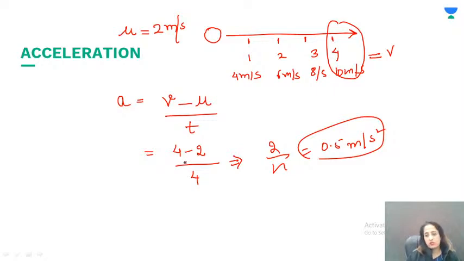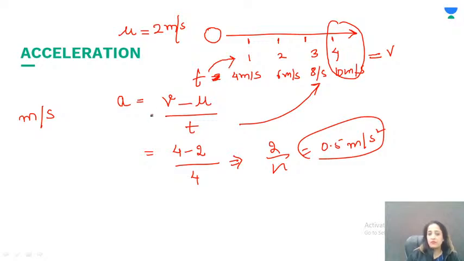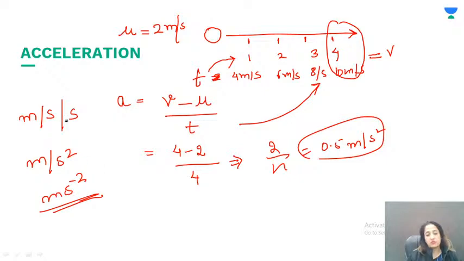So this is what we call acceleration, and now its units. Velocity is meter per second, but we want to calculate the change in velocity over another time factor. So that means it's meter per second, per second. So that would be meter per second squared, or meter per second square, that is what you call.